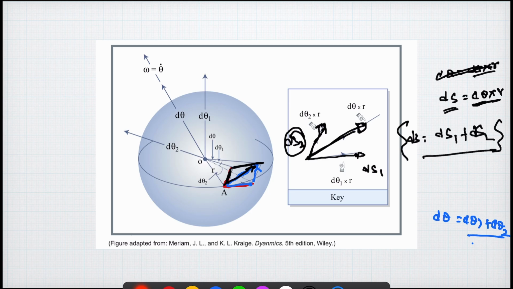So what happens in the case of small angles? Whatever displacement comes is a straight line, and because we can just add the displacements, we can also add the angles. Whether you add d theta 1 plus d theta 2, or d theta 2 plus d theta 1, you are going to have the same result. Because of that we can say that infinitesimal angles are vector quantities.